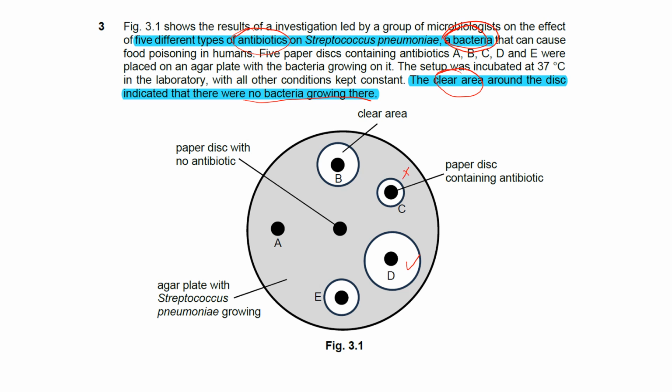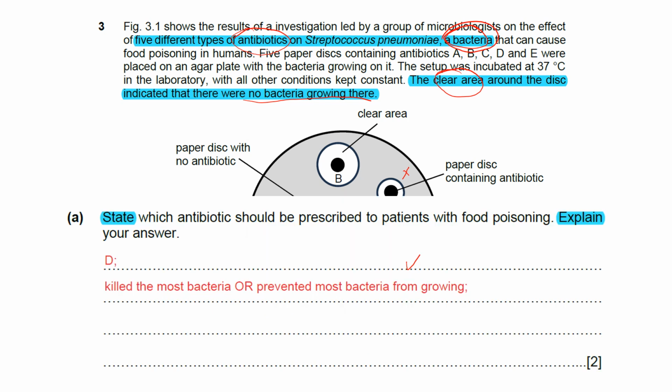So you can see the clear area. Clear area means the bacteria are being killed, so therefore there is no bacteria growing. The first question has to link with this picture, and the question asks you to state which antibiotic will be prescribed, and then explain your answer.